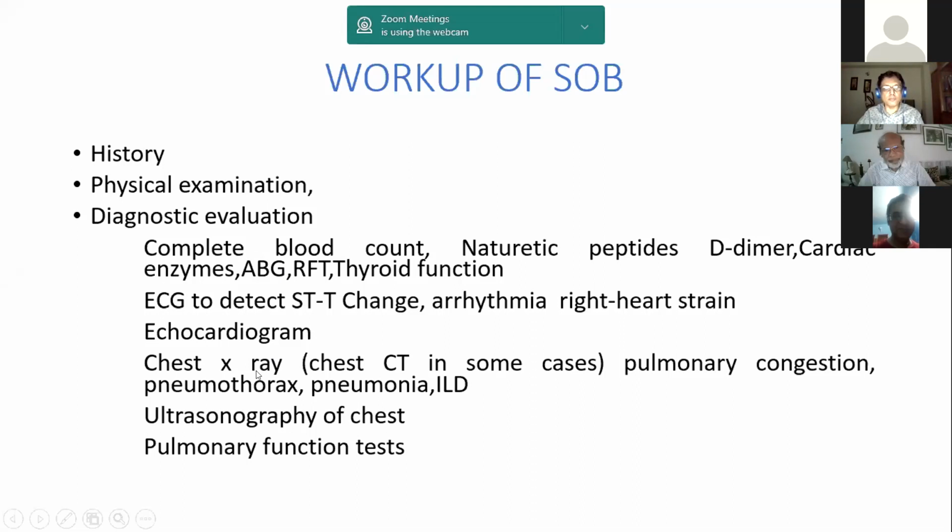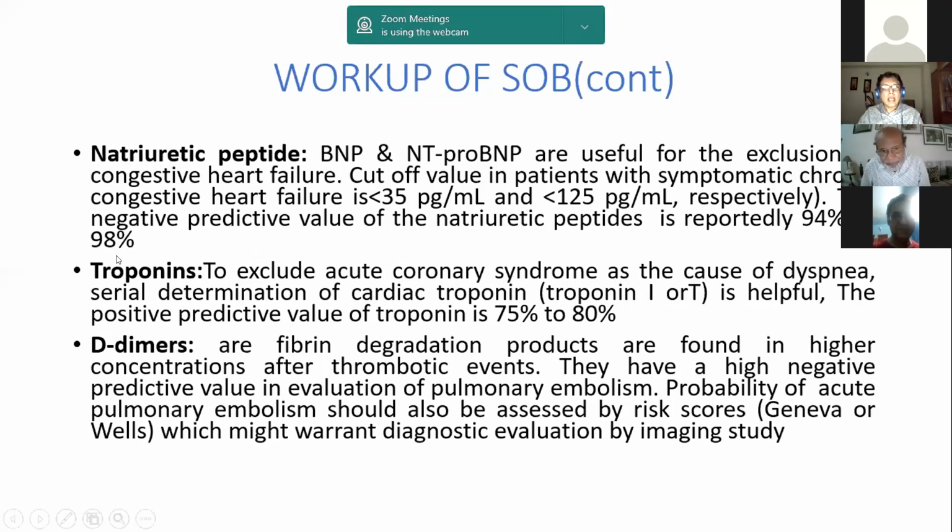X-ray chest PA view is also very important. It gives clues to both pulmonary and cardiac symptoms, but it is not diagnostic of cardiac etiology. For pulmonary etiology like pulmonary congestion, pneumothorax, pneumonia, interstitial lung disease, it is very much informative. Ultrasonography of the chest has renewed interest in the COVID-19 era, and it has also traditionally been used to detect small pleural effusions. Pulmonary function test, though it is difficult for some patients to perform and interpret, also has an important role.